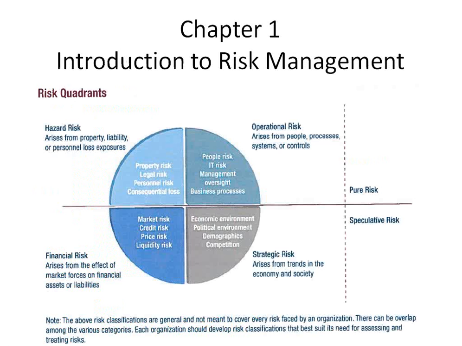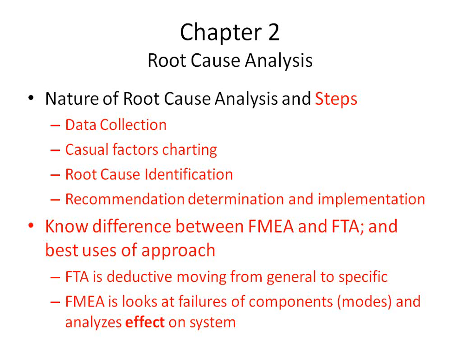They also use the same chart. This was from Chapter 54, it's also in 55. I think it's important to understand, as we go through the different elements, how you control the hazard, operational, strategic, and financial risk aspects of it. What things fall under operational: people risk, IT, management oversight. If you look at hazard risk, that's property, legal, personnel. You kind of get an idea of what's pure risk versus speculative risk. So this is a good chart to remember as part of the process.